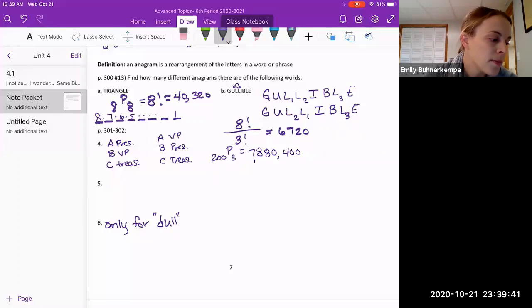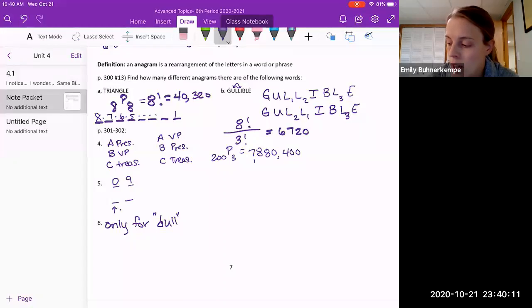Question 5. Consider all 2-digit numbers. How many 2-digit numbers have all different digits? So here's a 2-digit number, and we want the digits to be different. Now this is a little tricky. If you had a 0 as the first digit, this actually isn't a 2-digit number. This is the number 9, for example. So this is a 1-digit number. So in order to actually have a 2-digit number, this first digit cannot be a 0.